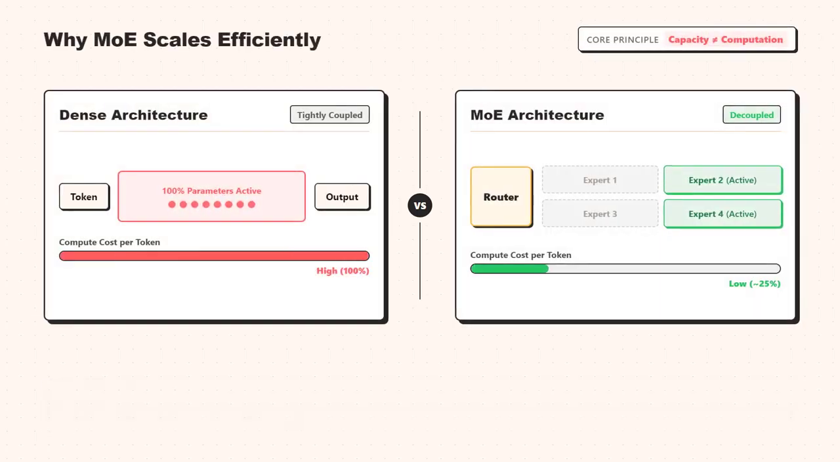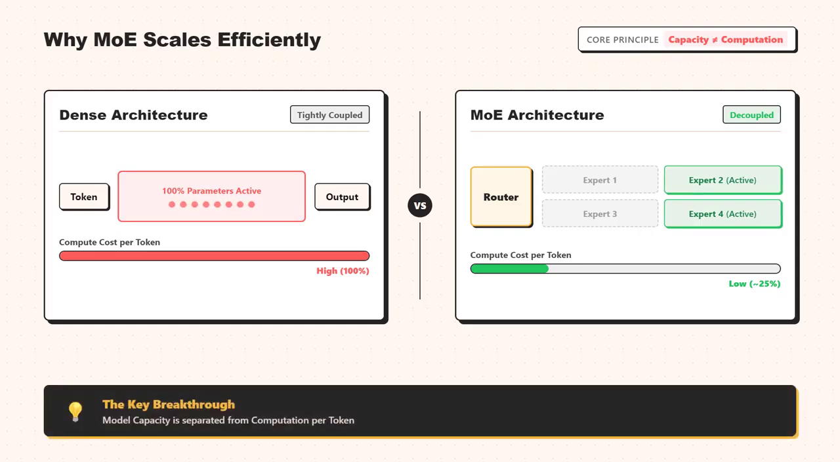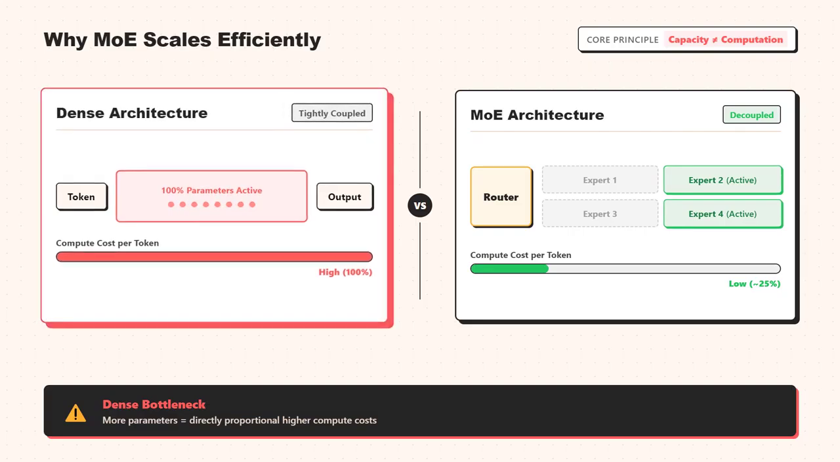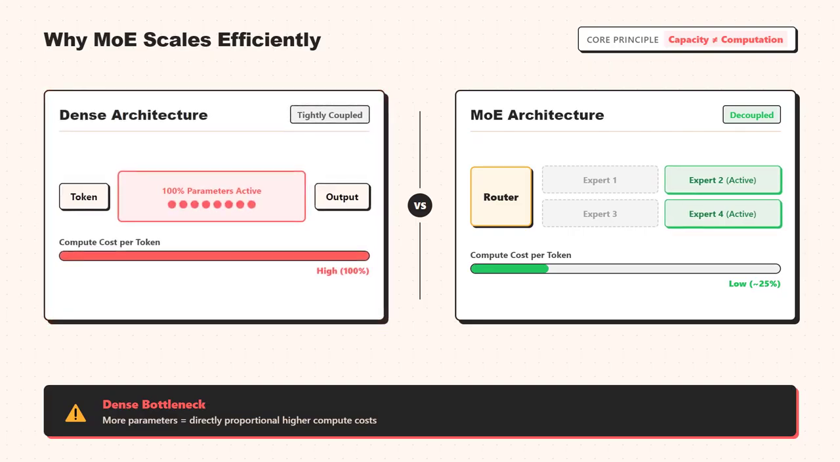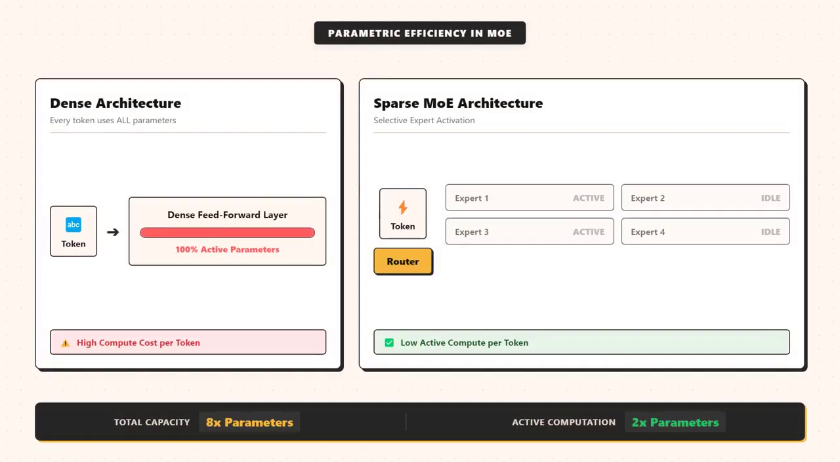Why MoE can scale efficiently? Now we can answer the main question. Why use this architecture? Because it separates model capacity from computation per token. A dense model ties those two things closely together. Adding more feedforward parameters means using more feedforward parameters for every token. An MoE model can add more experts, increasing the total number of parameters without activating every new expert each time.